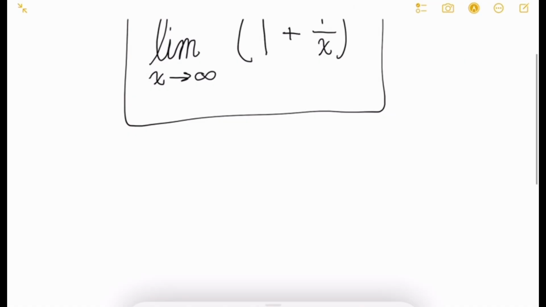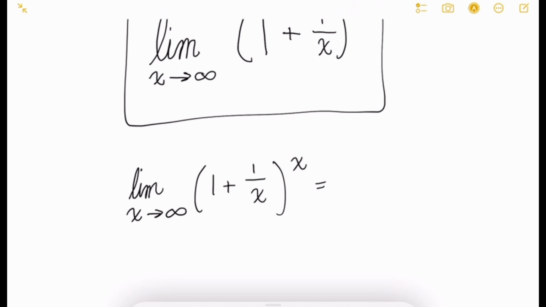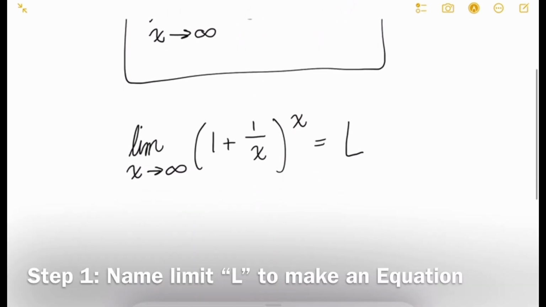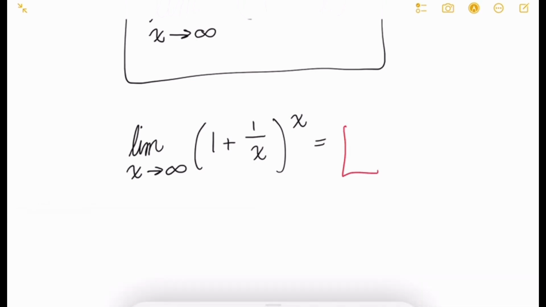First things first, we're going to make our limit, our whole entire big problem, equal to L. Matter of fact, let me put L in red, because that's important: L is what we want to find. We want to find L.